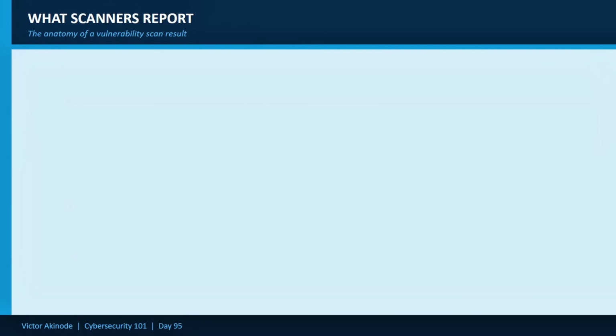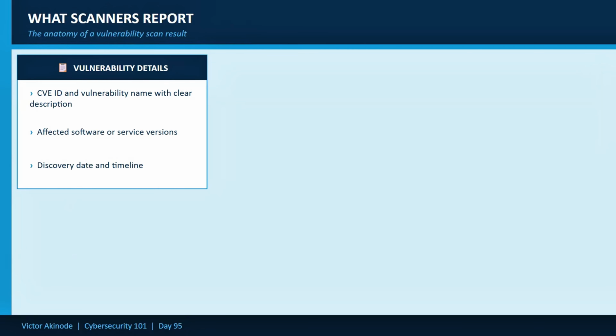Now let's consider what scanners report. Understanding scan results is crucial, so let me try to break down what vulnerability scanners actually tell you. For this, every finding includes the CVE ID, which is a unique identifier from the common vulnerabilities and exposures database, a clear vulnerability name and description explaining what is wrong, the affected software or service versions so that you can know exactly what is vulnerable, and the discovery date and timeline showing when the vulnerability was found and disclosed. All these are vulnerability details.